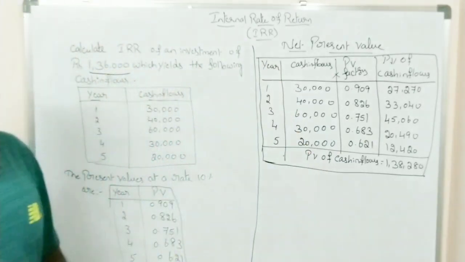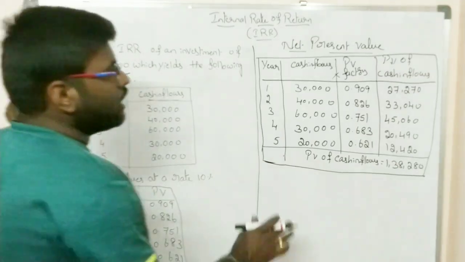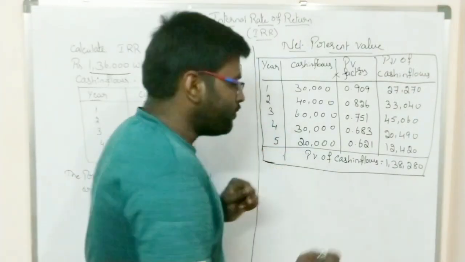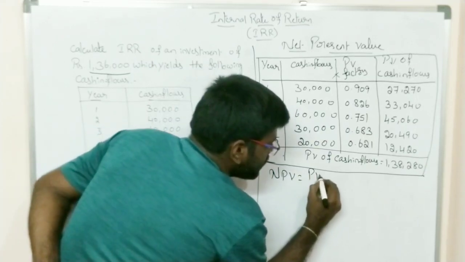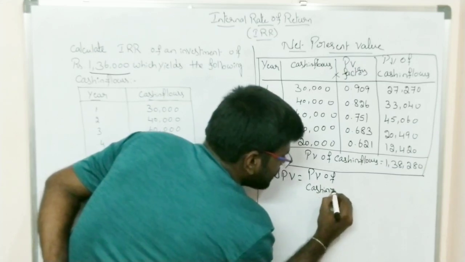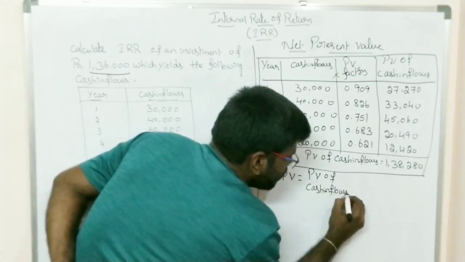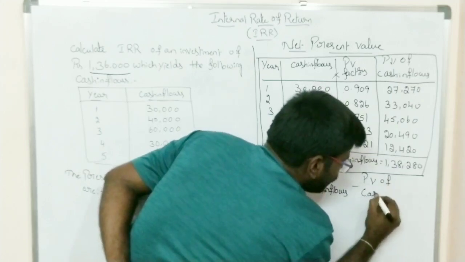So now we got the present value of cash inflows. Now we have to calculate the NPV. So what is the formula for calculation of NPV? NPV is equal to present value of cash inflows, that is whatever present value of cash inflows we are calculating, minus present value of cash outflows.